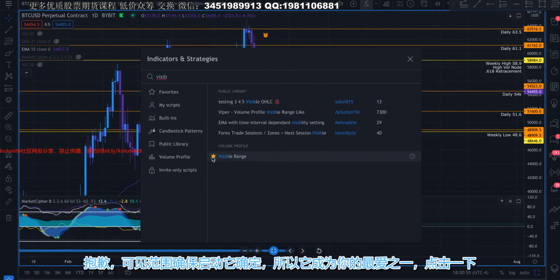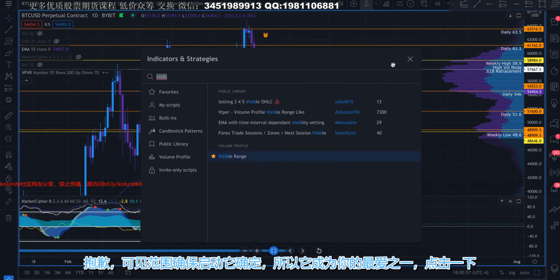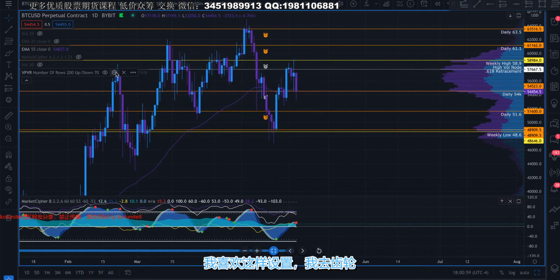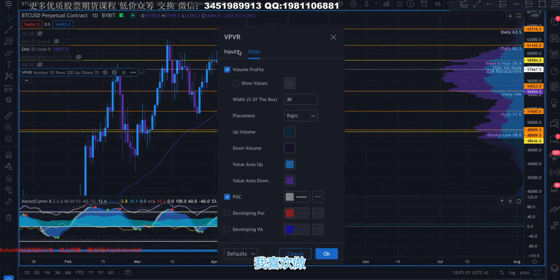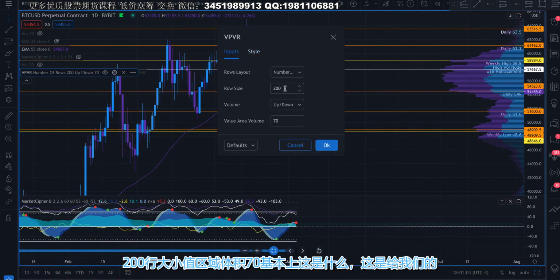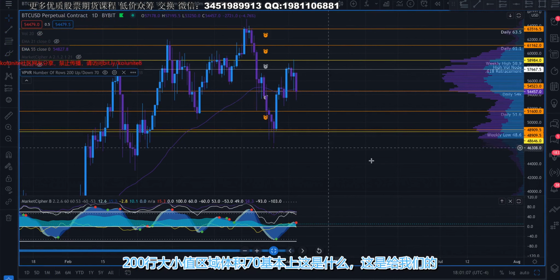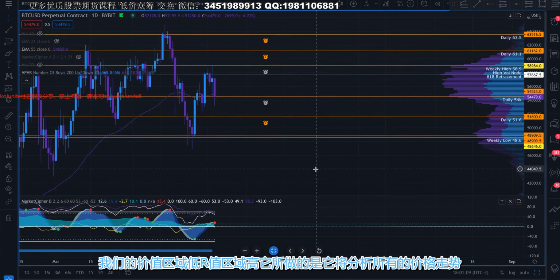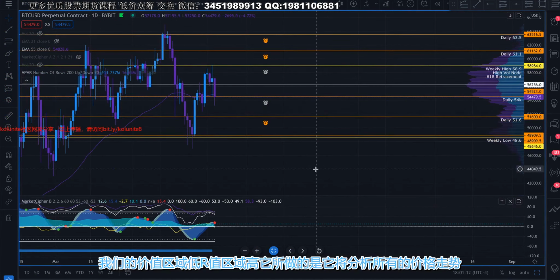We're going to go to TradingView, and we are going to type in up here visible range. Make sure to star it, okay, so it becomes one of your favorites. Give that a click. I like to set it like this. I go to the gear. I like to do 200 row size, value area volume 70. Okay, basically what this is giving us is our value area low and our value area high.